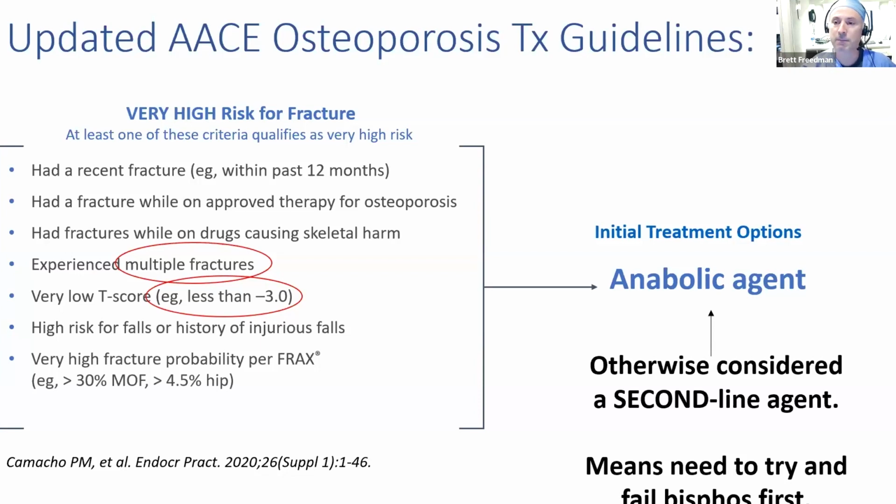Failing a first-line agent can be by having a fracture while on one, or it could be that I can't tolerate the very prescribed way in which you take an oral bisphosphonate, which is actually an easy way, a common way in which people do fail that bisphosphonate.